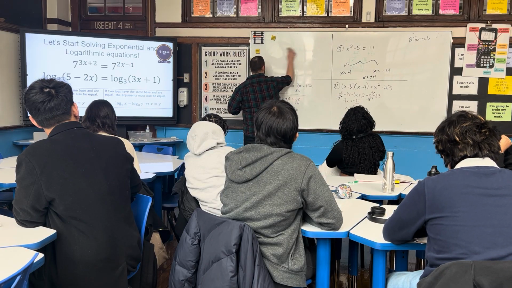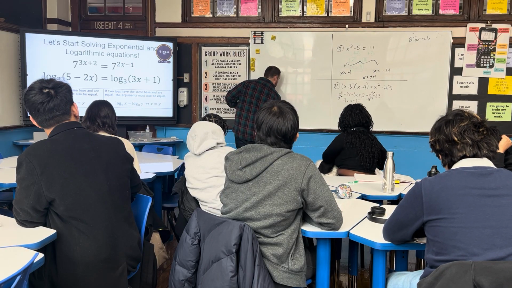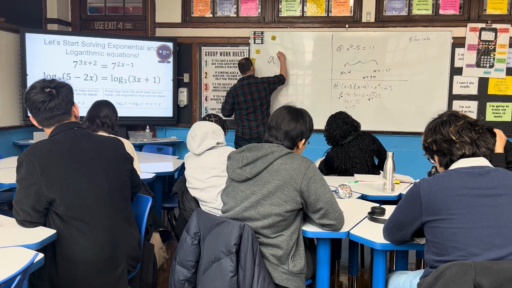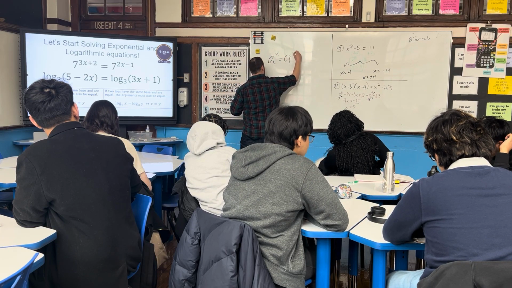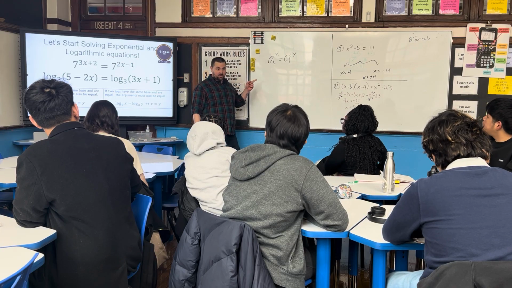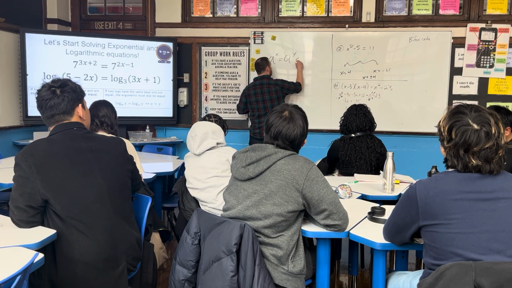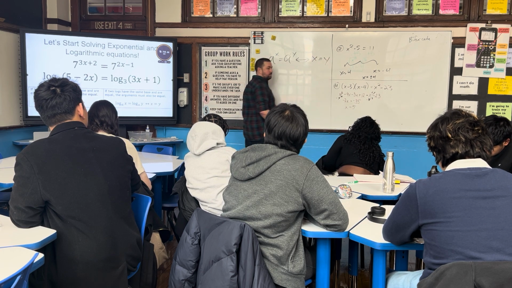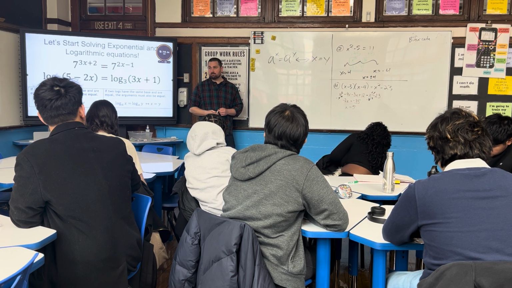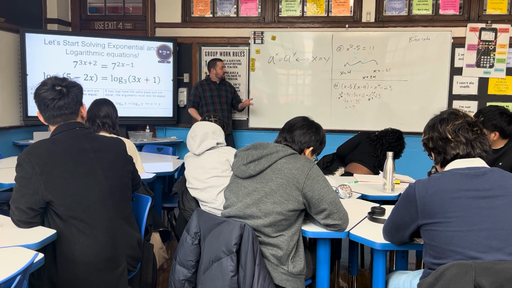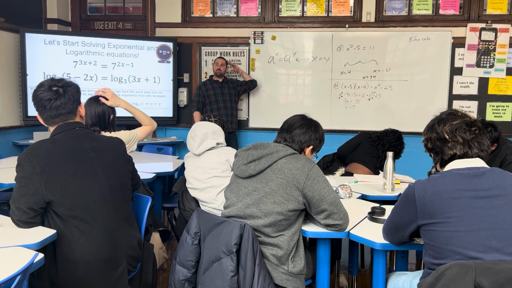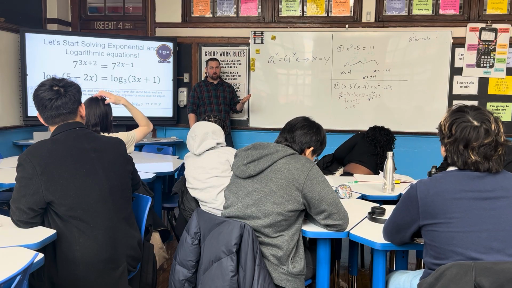What this property says is simply a to the power of x equals a to the power of y. If that's true, it must also be true that x equals y. Kind of makes sense, right? If I have the same base raised to a power and those things are equal, the powers themselves must be equal.